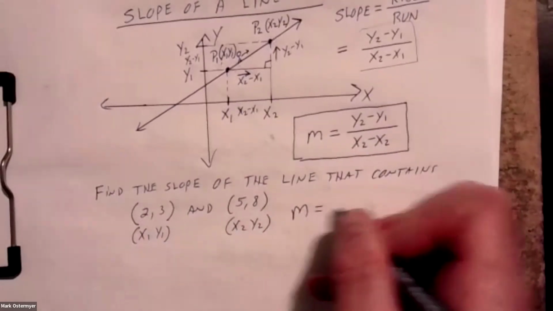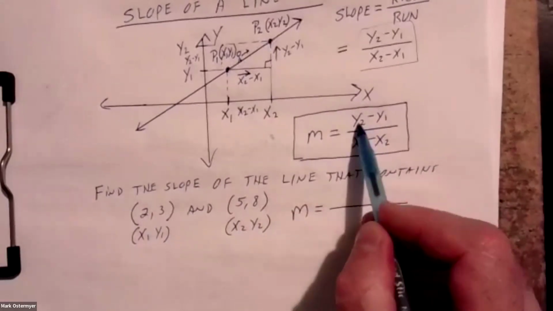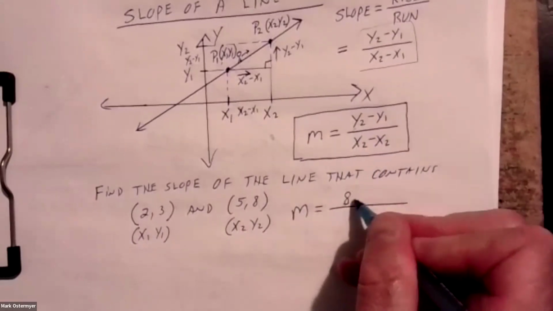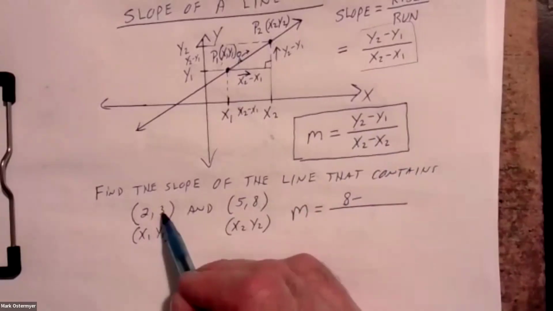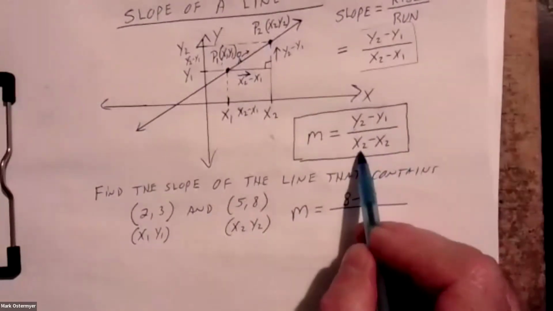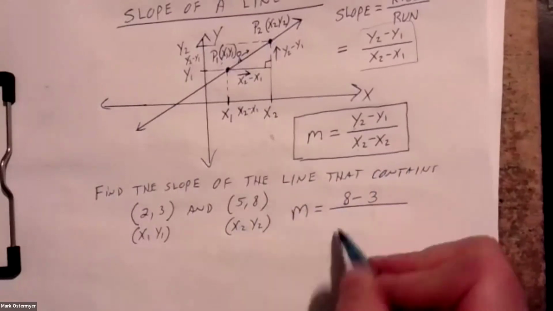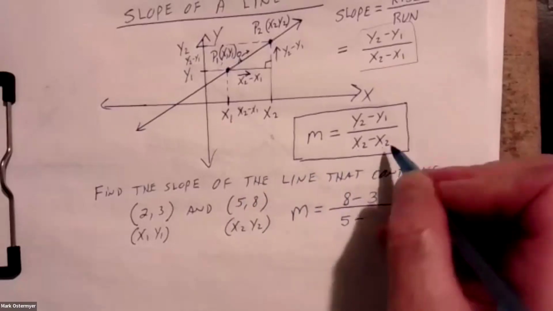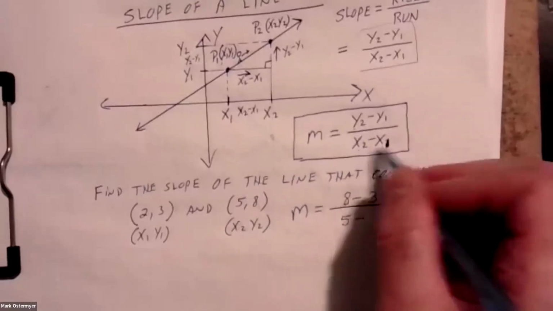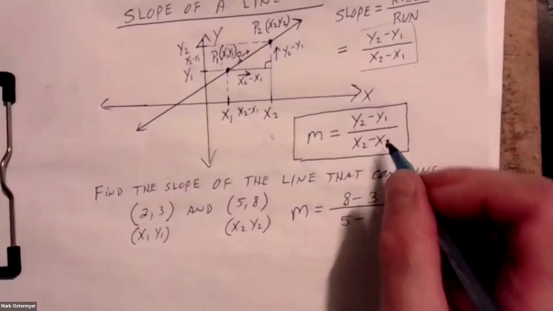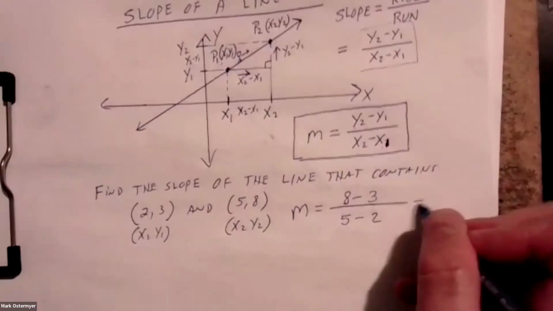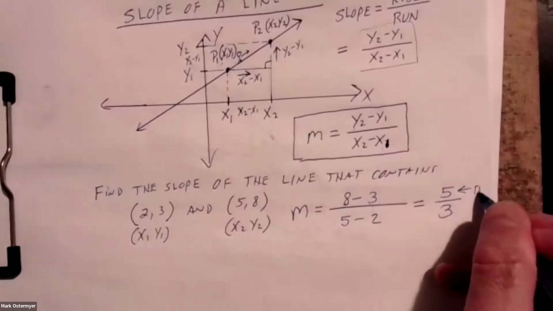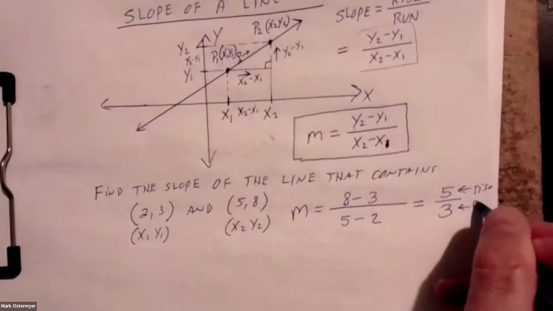Here we go, slope formula. M, slope, is equal to, what's y sub 2? It would be 8 in this case. 8 minus what's y sub 1? 3. Over the change in x. X sub 2 is 5, minus x sub 1. Sorry about that. X sub 2 minus x sub 1. X sub 1 would be 2. So the slope of this line is going to be 5/3. 5 is the rise. 3 is the run.